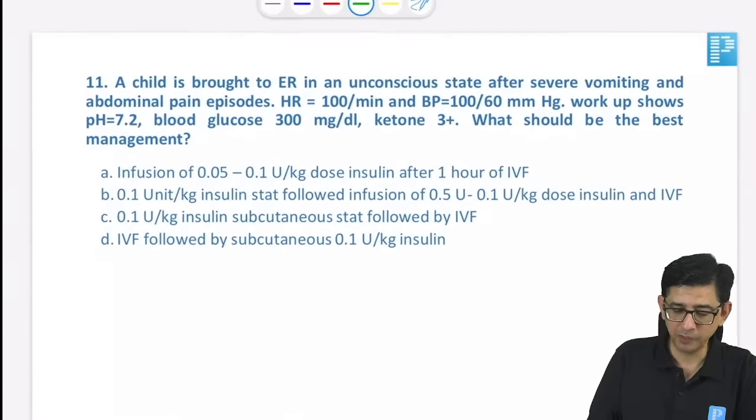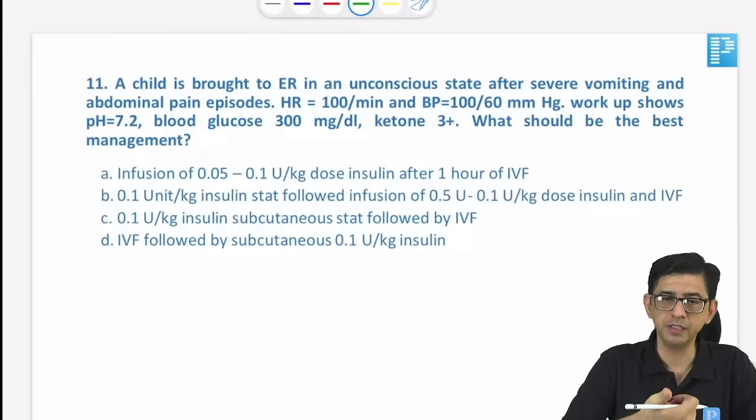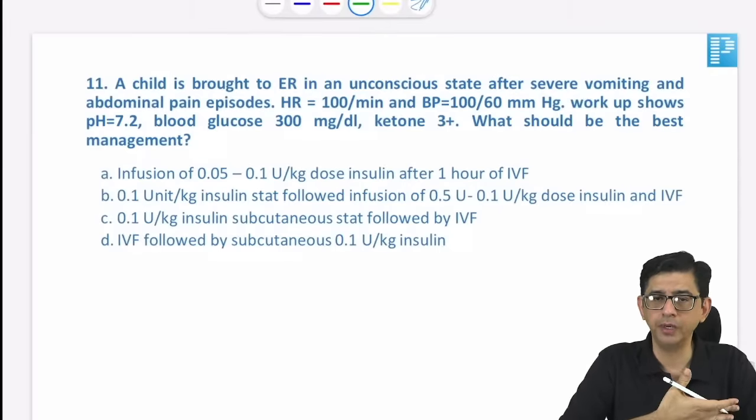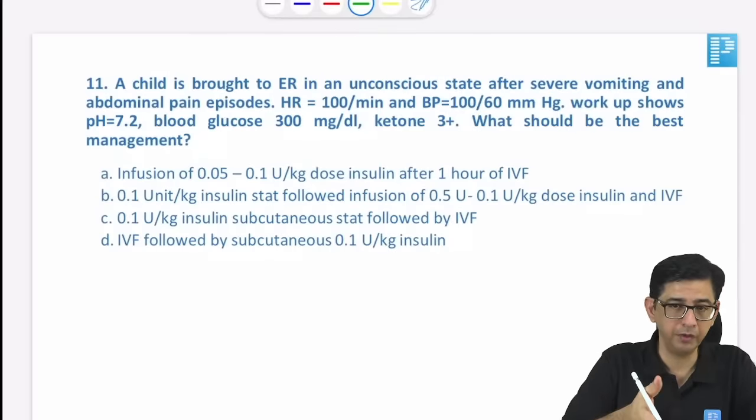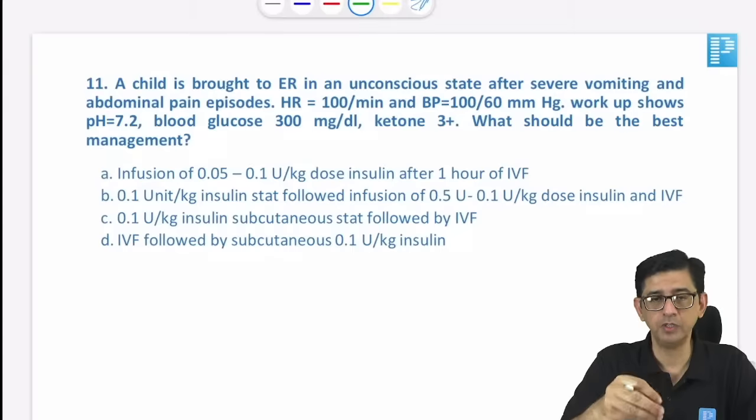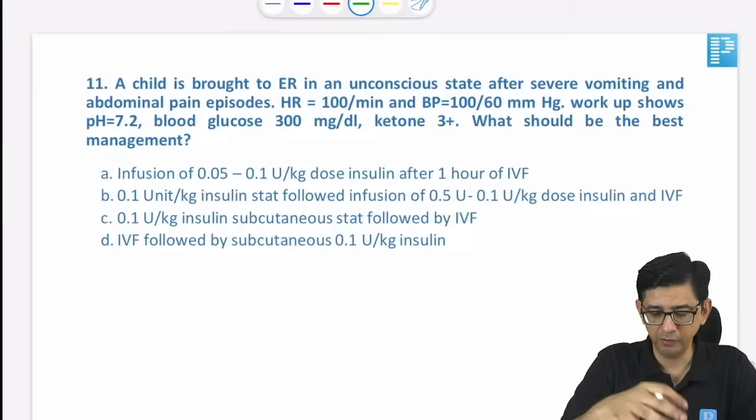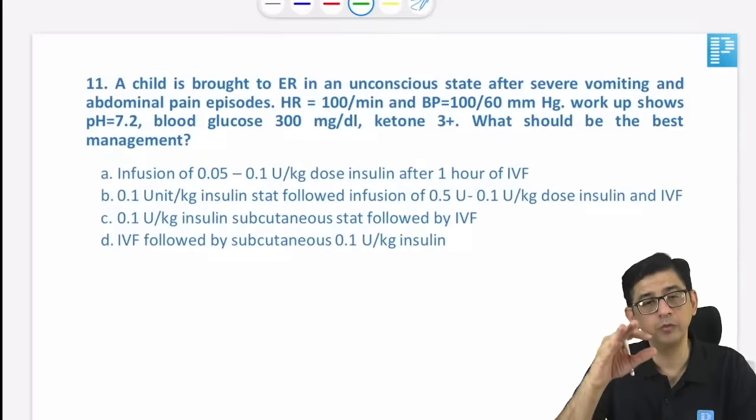Then there are the ISPAD guidelines, which are repeatedly being asked. They were asked in NEET exam first time, last time 2023 March. Then they asked that in the FMG exam, and now INICET again this was asked. So three exams in the last 1 year, they've asked about the International Society for Pediatric and Adolescent Diabetes. They've asked these guidelines with respect to the fact that the bolus insulin has now been removed.